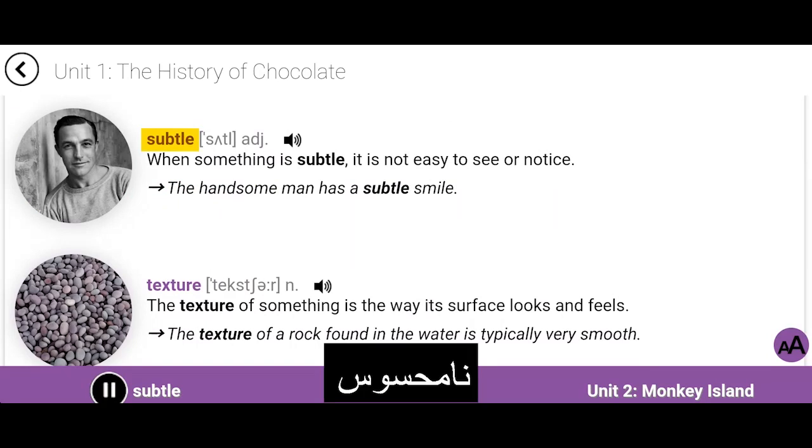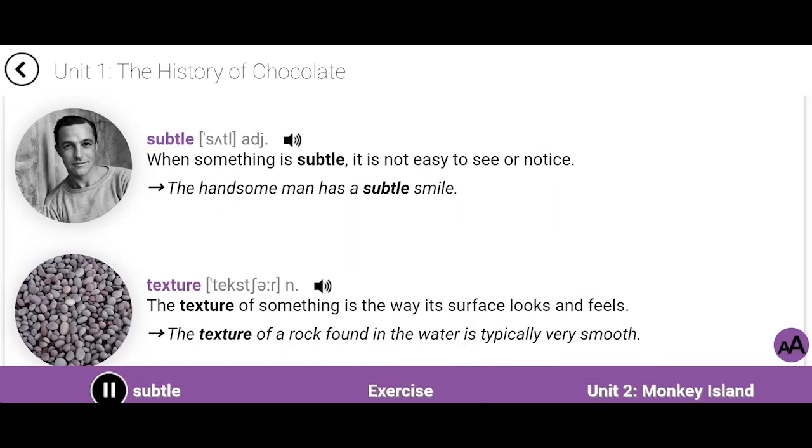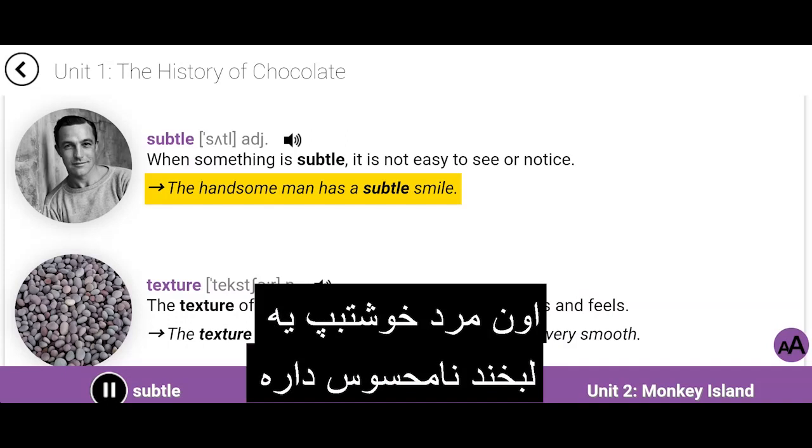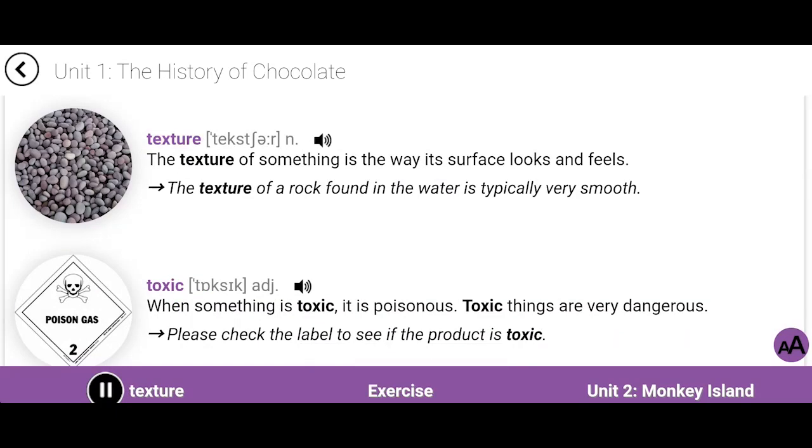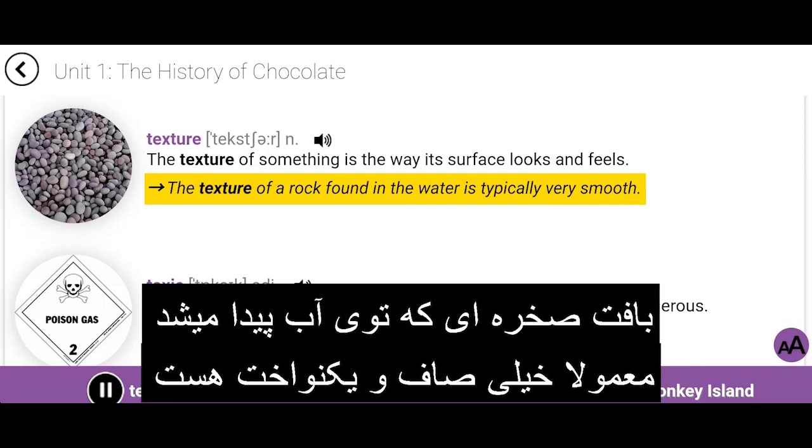Subtle. When something is subtle, it is not easy to see or notice. The handsome man has a subtle smile. Texture. Texture is the quality of something that can be known by its touch. The texture of her skin was very soft and smooth.